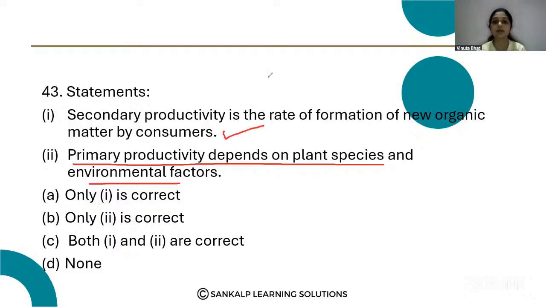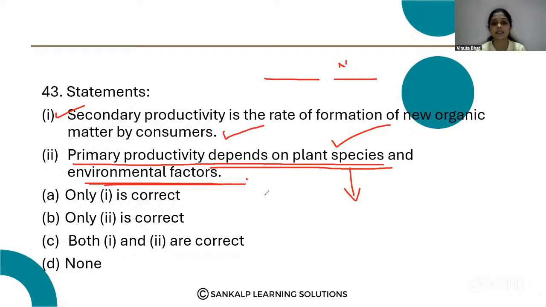Yes, that is correct, right? Primary productivity is in the form of producers, and secondary productivity is by the consumers, that is, the new organic matter produced by the consumers. So that is the correct statement. Then, primary productivity depends on plant species and environmental factors. Primary productivity depends on the plant species, and on environmental factors like sunlight, temperature, or nutrients.